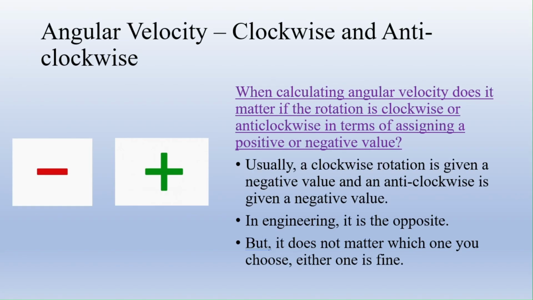So as I mentioned before, when we're talking about angular velocity, you have to take direction into account. So when we're talking about circular motion, that means it's either going to be an anti-clockwise direction or a clockwise direction, yeah? So usually a clockwise rotation is given a negative value and anti-clockwise rotation is given a positive value. Yeah. Sorry, I think I just need to change that part here.